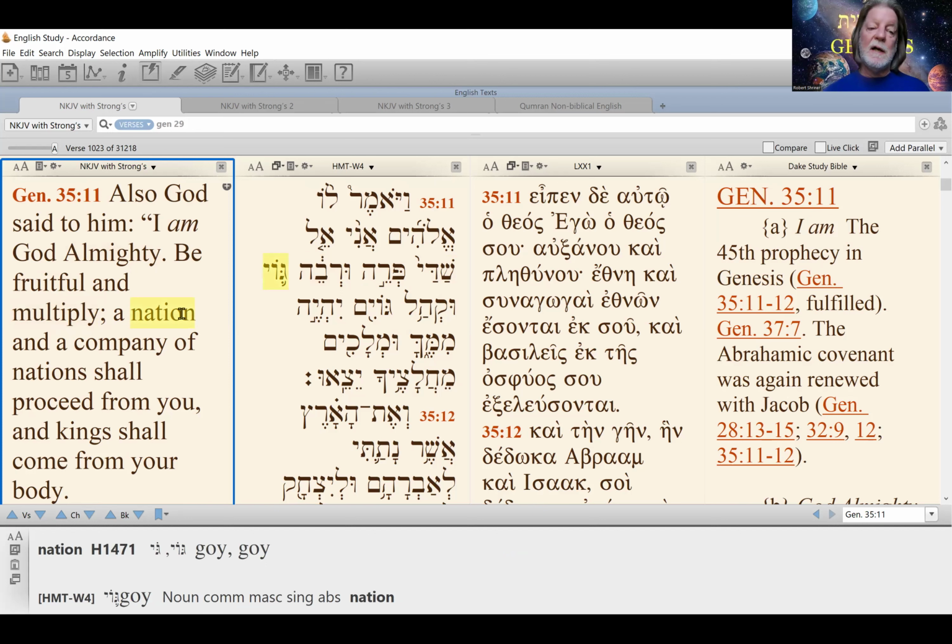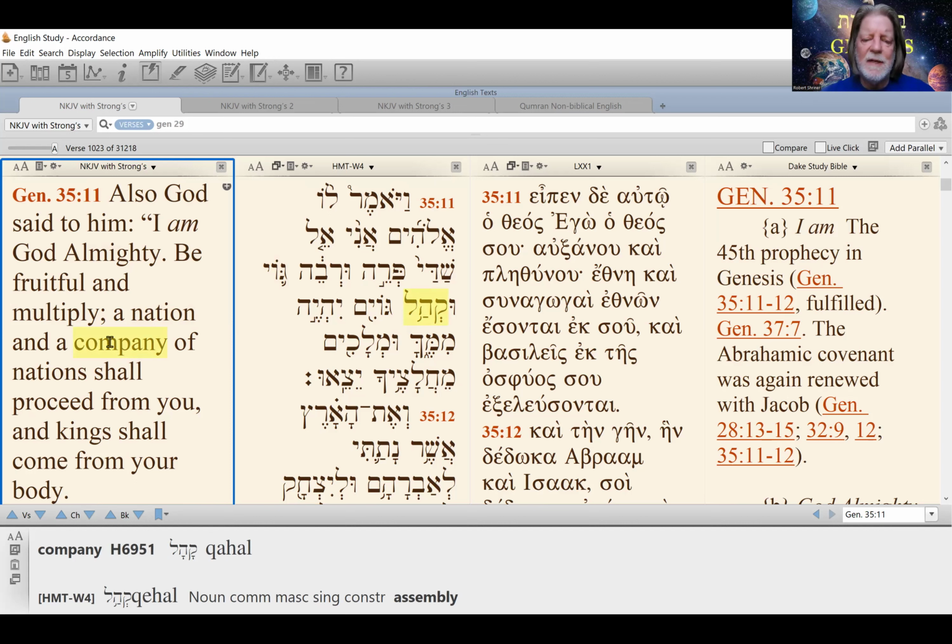He makes a promise to Yaakov, a nation, a goy. Goy is often a term that the Bible uses with reference to Gentiles, but it's actually the Hebrew word for any nation, including the chosen nation. So the Jewish people in Israel are a goy. They just happen to be the chosen one. And in practical use, goy is usually used of Gentile nations. And also a company, a kahal.